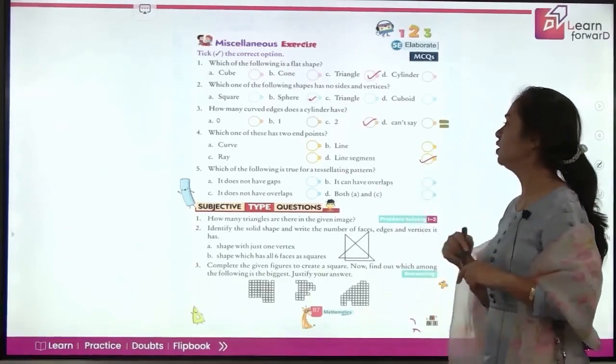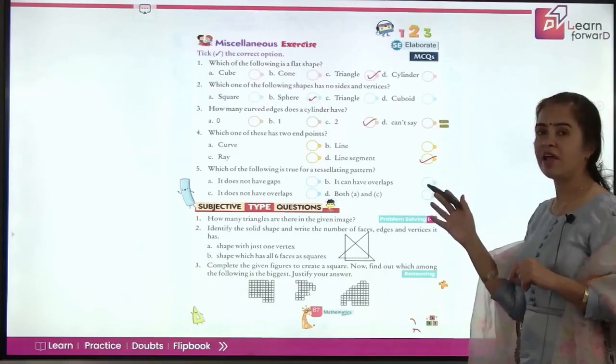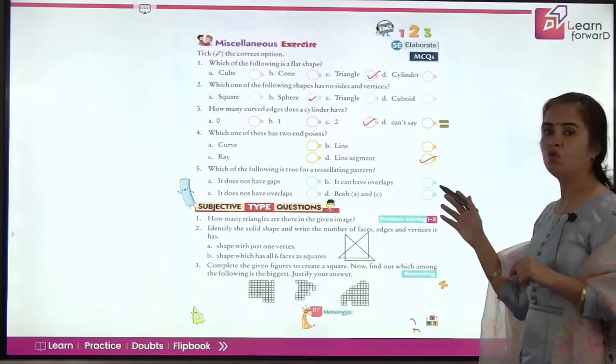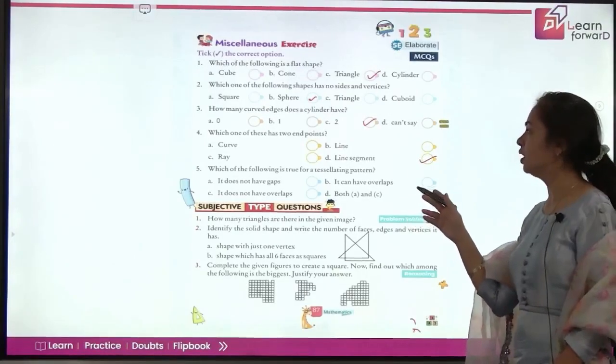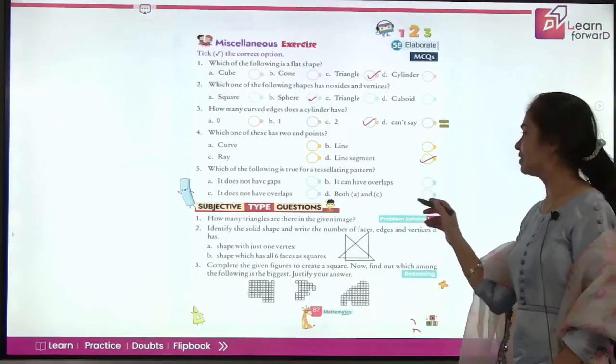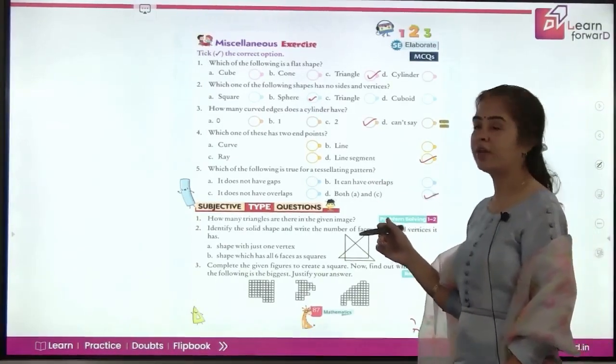Which of the following is true for a tessellating pattern? It does not have gaps. Correct. It can have overlaps. No. It does not have overlaps. That is also correct. Both A and C. Yes, that is the perfect answer because A and C both are the conditions for tessellations.